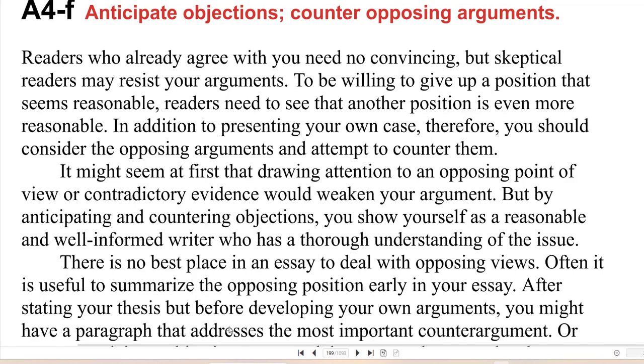Readers who already agree with you need no convincing, but skeptical readers may resist your arguments. To be willing to give up a position that seems reasonable, readers need to see that another position is even more reasonable. In addition to presenting your own case, therefore, you should consider the opposing arguments and attempt to counter them. It might seem at first that drawing attention to an opposing point of view or contradictory evidence would weaken your argument, but by anticipating and countering objections, you show yourself as a reasonable and well-informed writer.